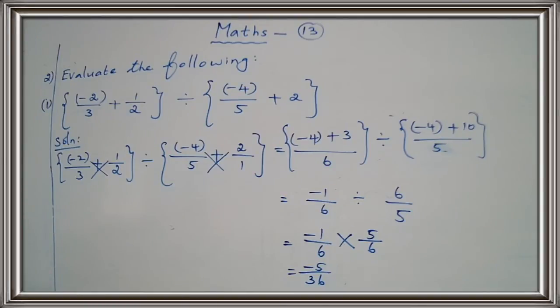Next, when dividing, what should we do? We change it into multiplication. Multiply the dividend by the reciprocal of the divisor. So do it carefully at that time. You put the reciprocal of the divisor. So that's why the reciprocal of 6/5 is 5/6. Okay children?